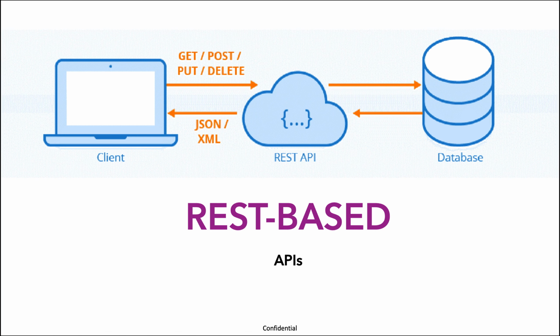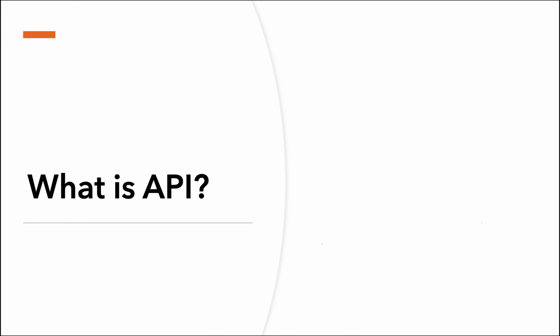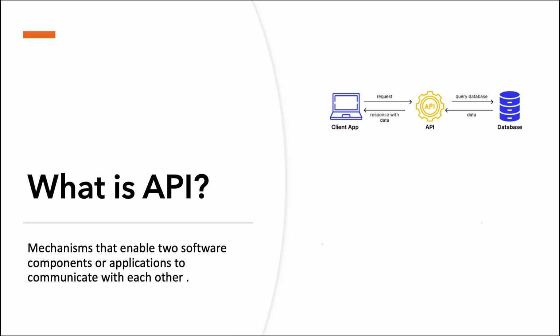In this session of CCNA series, I will discuss REST-based APIs. So what is an API? APIs are a mechanism that enables two software components or applications to communicate with each other using a set of rules and protocols. And to understand that, let me explain with a real life example of an API.